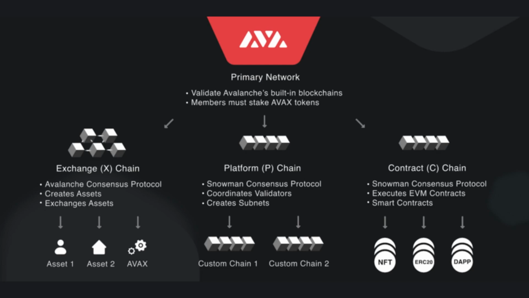P-Chain, or Platform Chain, allows clients to create subnets, add validators to subnets, and create blockchains. C-Chain, or Contract Chain, allows for the creation of smart contracts using the C-Chain's API. The C-Chain is an instance of the Ethereum virtual machine powered by Avalanche.